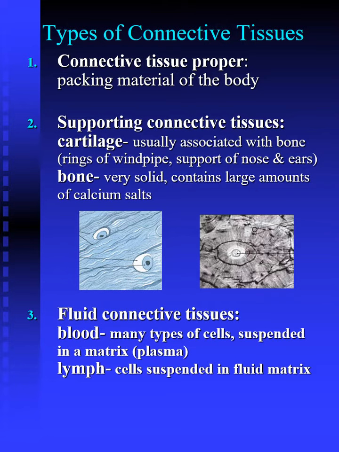And finally, fluid connective tissue is composed of cells and cell fragments called formed elements. These formed elements are called erythrocytes, or red blood cells, leukocytes, or white blood cells, and platelets. Erythrocytes, or red blood cells, are responsible for transporting oxygen and carbon dioxide between the lungs and the body tissue.